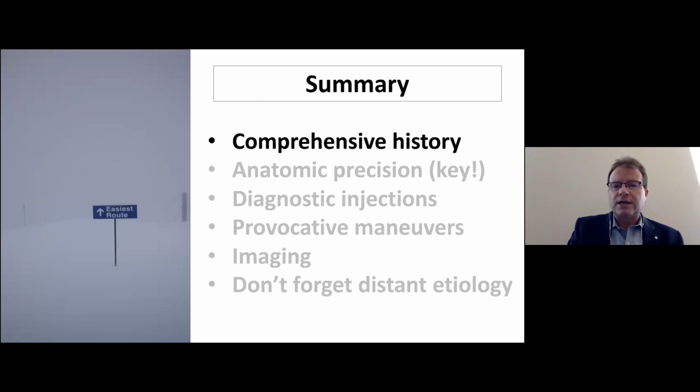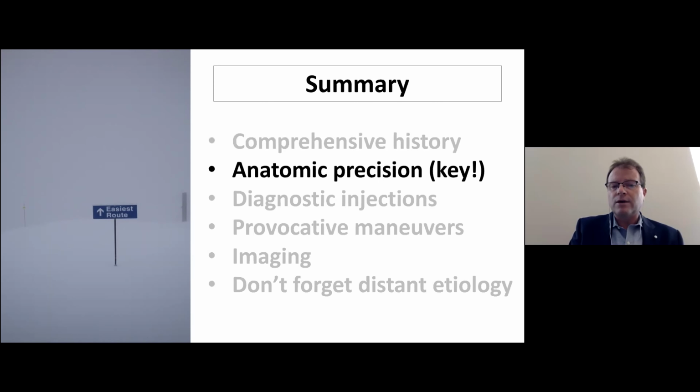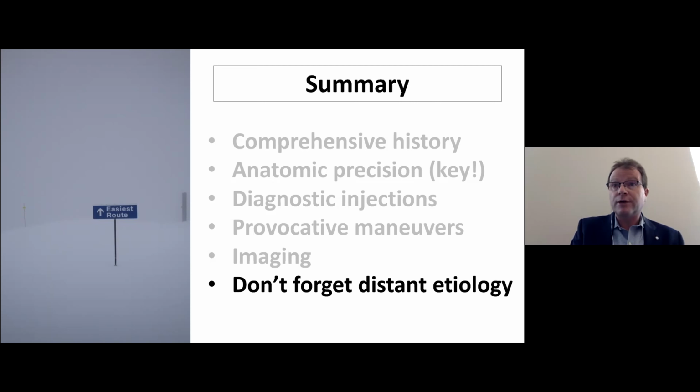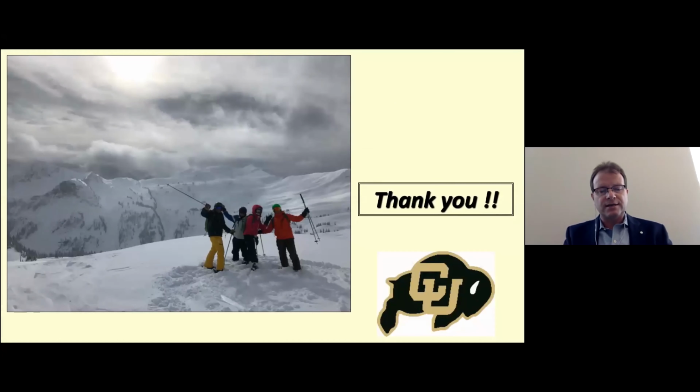So I know I've gone a little bit over time, sorry, Eric, but in summary, a comprehensive history is critical. Be aware of key anatomic diagnostic points. Your finger is really the important point of being precise with where the patient's symptoms are located. Diagnostic injections and provocative maneuvers can be extremely helpful. And then don't forget to select your imaging correctly. Adding an arthrogram to an MRI can increase your sensitivity and your specificity for critical injuries. And then don't forget about distant etiology for your elbow symptoms, if your exam doesn't show any signs of local elbow pathology. So thank you for your attention, and I look forward to the rest of the talks.